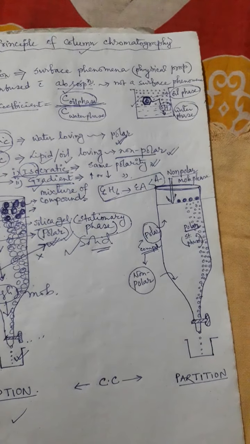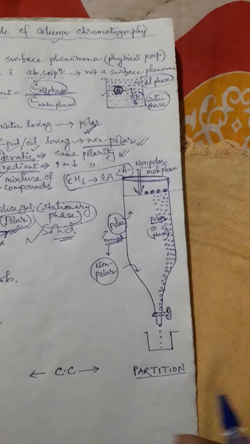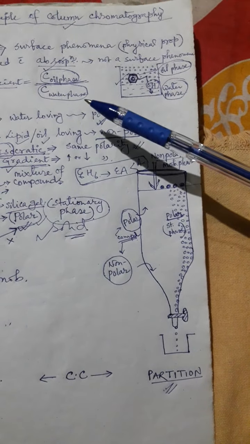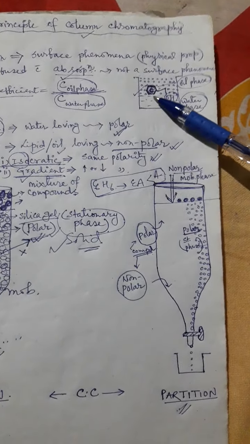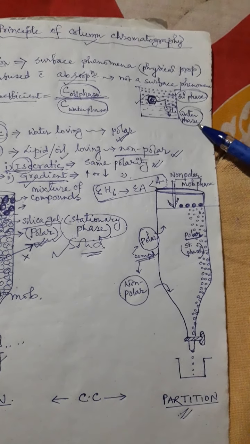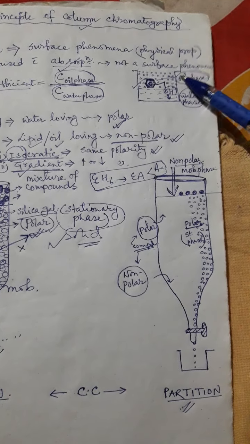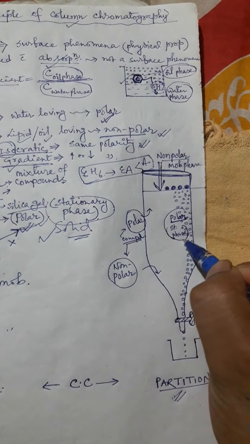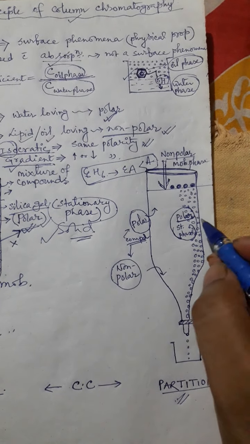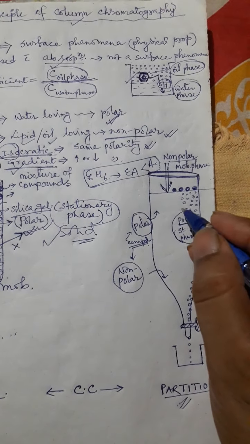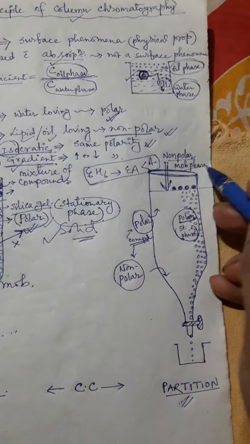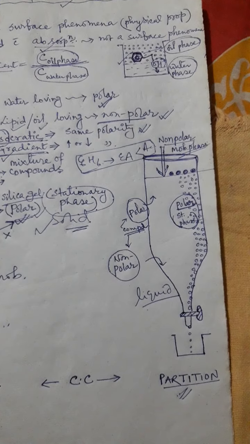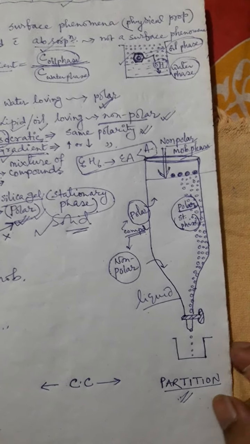Now we consider another chromatography, that is partition chromatography. Here, as I have already mentioned the partition coefficient, due to the difference in solubility in the oil phase and water phase, the compound gets distributed in both the phases. Now you see, if both the stationary phase and the mobile phase are liquid in nature, at that time the partition coefficient is applied.